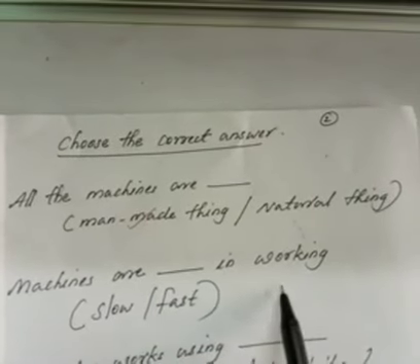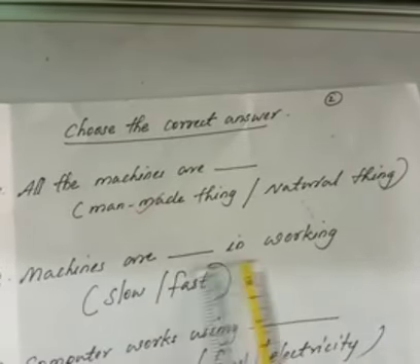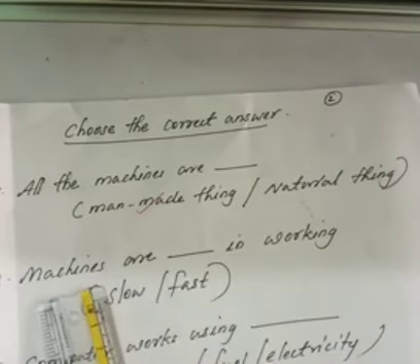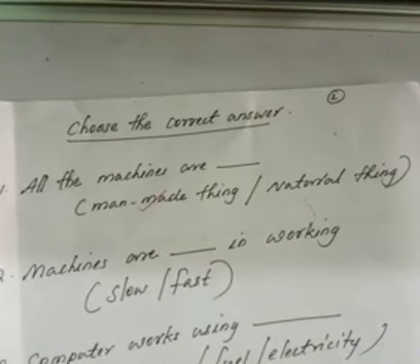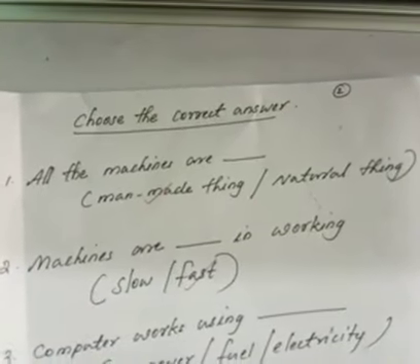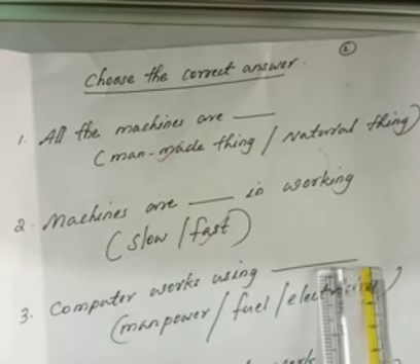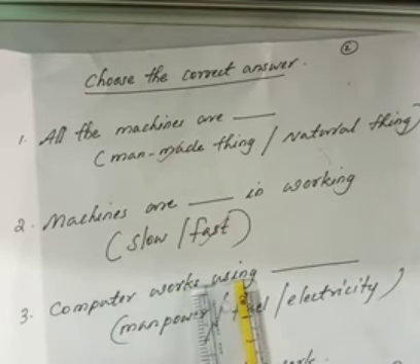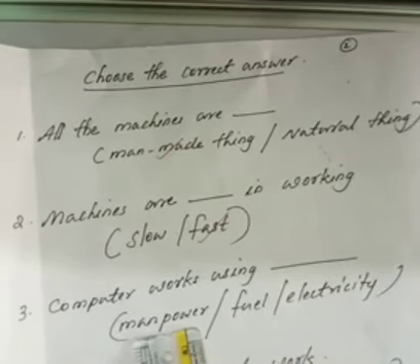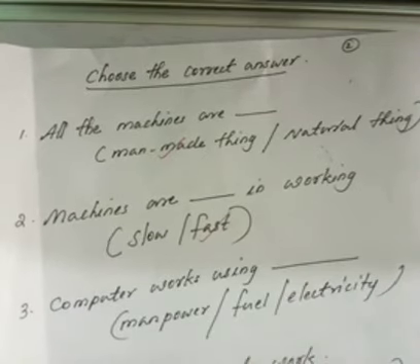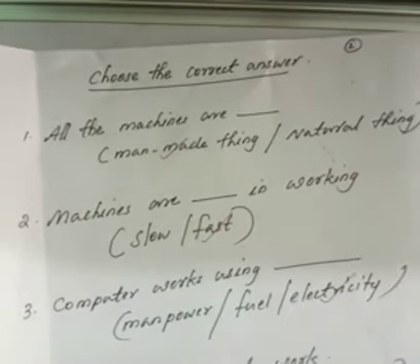And next one, machines are dash in working. The options, slow or fast. Machines are fast in working. Very good. And next one, you have to say the answer, children. Computer works using dash. Options, manpower, fuel, or electricity. Tell me, computer works using electricity. Okay, computer works using electricity.